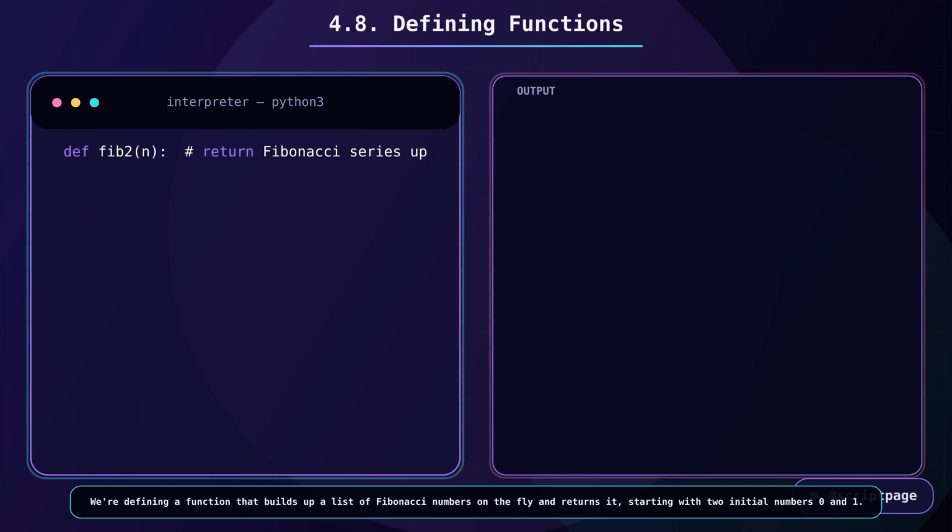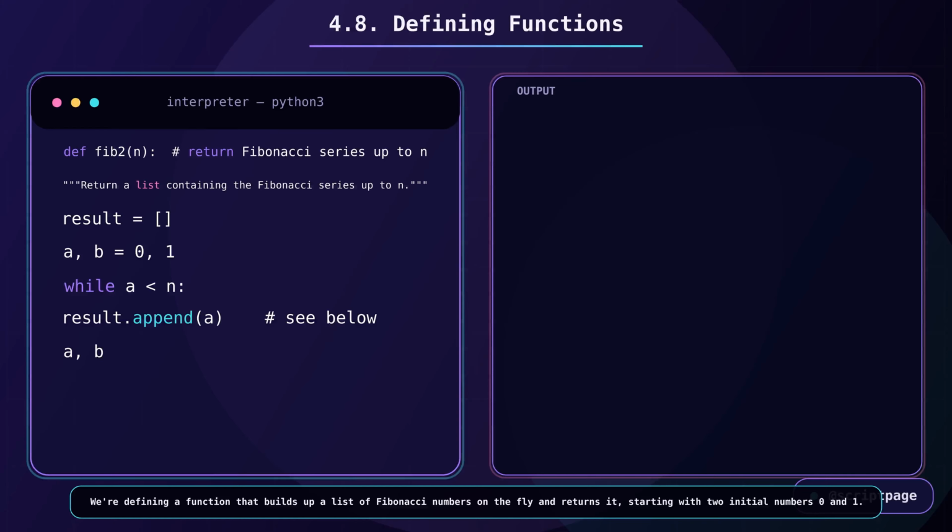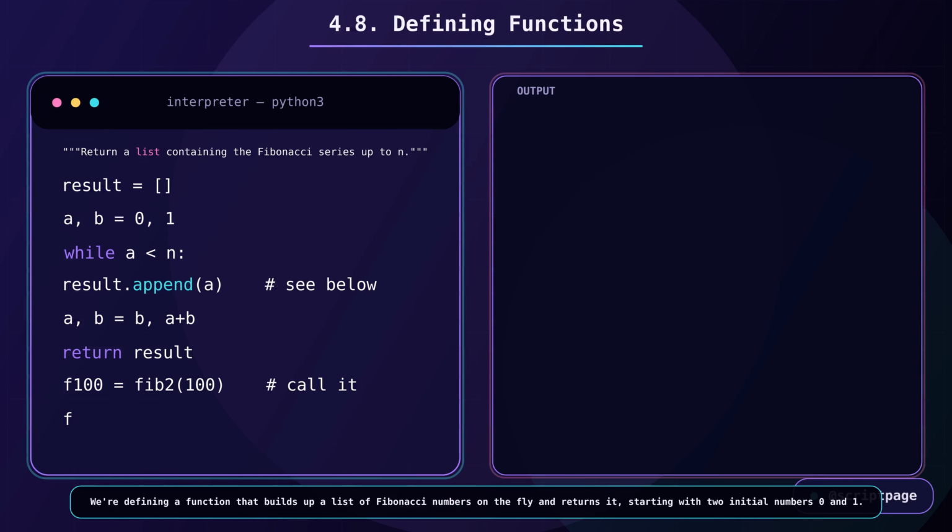We're defining a function that builds up a list of Fibonacci numbers on the fly and returns it, starting with two initial numbers 0 and 1.